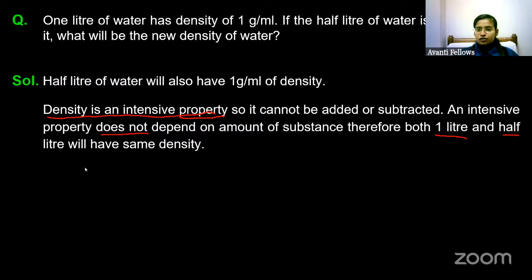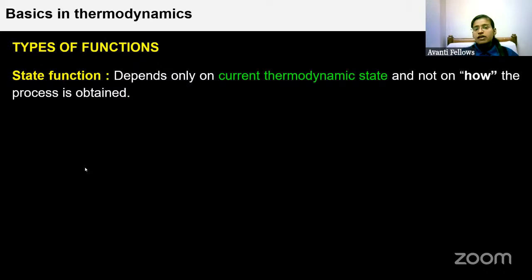So now let's go for the types of functions. We have two types of function. So we have studied 3 types of system, 5 types of process, 2 types of properties, and now 2 types of functions. Now coming to this first type, it is called a state function.